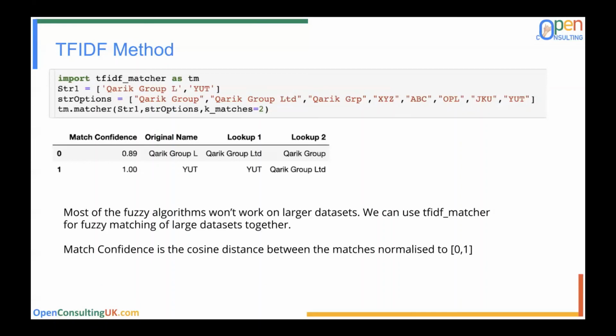So that is about fuzzy matching and two different methods, the edit distance method and the TF-IDF method. If you have any questions, you can post them in the chat. We'll be discussing once we finish.